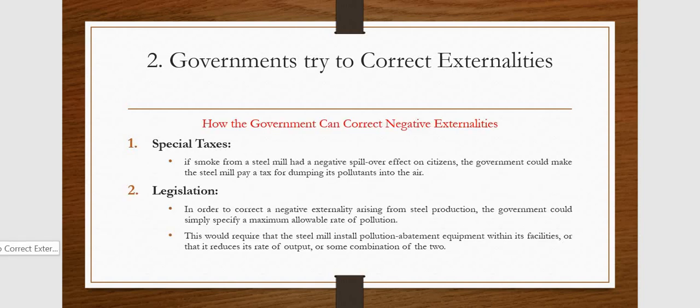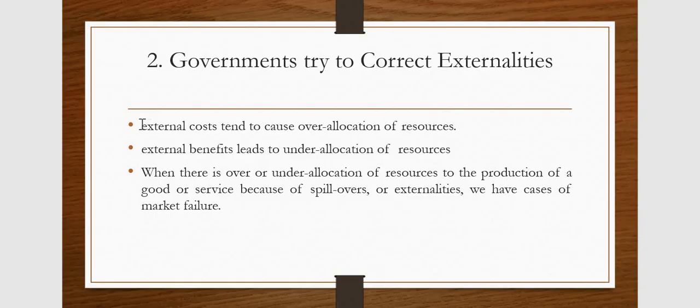Okay, we have special taxes, but before then, let me talk about why external costs tend to cause over allocation of resources. I've explained the external cost. So why are we saying that this external cost tends to cause over allocation of resources? Why are we saying that? So let's look at that. Let's say the external cost or negative externality.